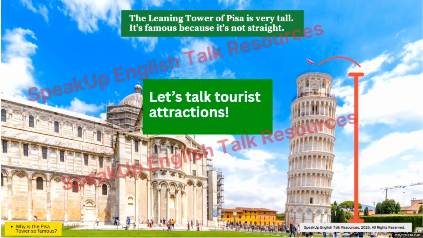And here on the demo slide, I show the Leaning Tower of Pisa, that is very tall and it's not straight, right? And ask them, like, why is this tower so famous? Well, here it's famous because it's not straight. And ask them, like, have you ever traveled to Italy? If not, would you like to go see this place one day?